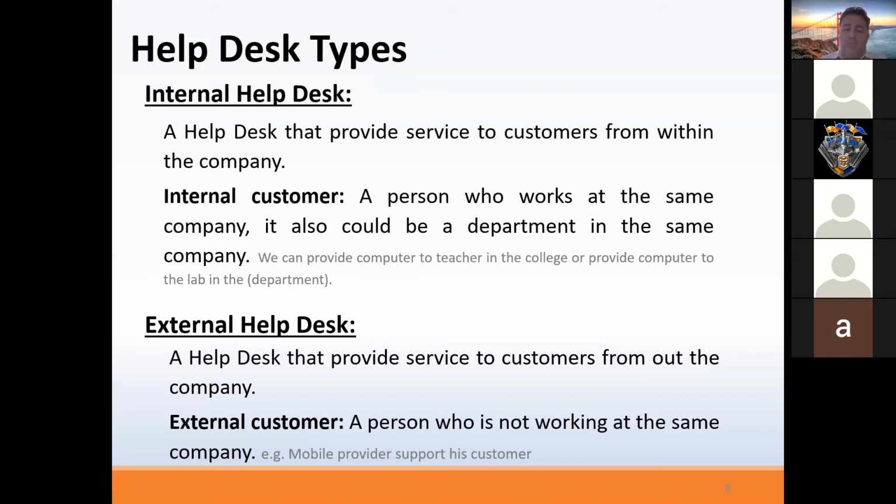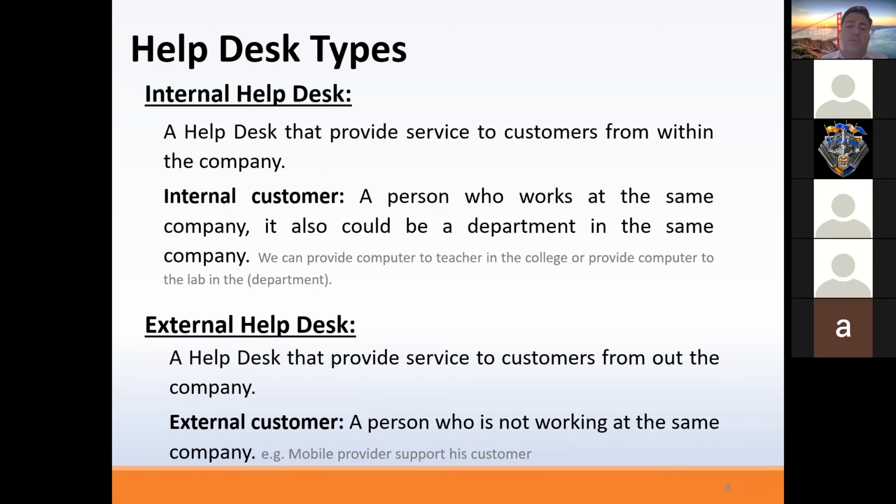But me, Hassan, here at CNAQ as a teacher, when I call an IT person here or IT downstairs, am I an internal customer or an external customer? Internal. I work with the same organization. So one question I ask: is the IT department in the college here internal or external? Internal.